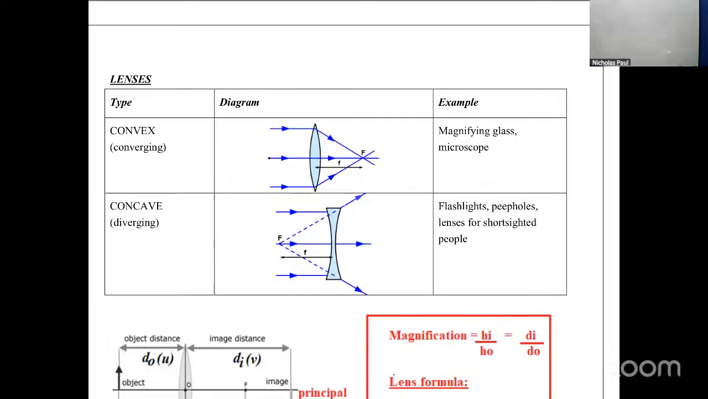Right, so the two types of lenses are convex lens and concave lens. Look at the rays. When the rays enter a convex lens, they merge to one point called the focal point. Concave lens, on the other hand, the rays move away, they diverge. But if you draw the rays backwards, you will see a virtual focal point here. All right, so make a note of that quickly.